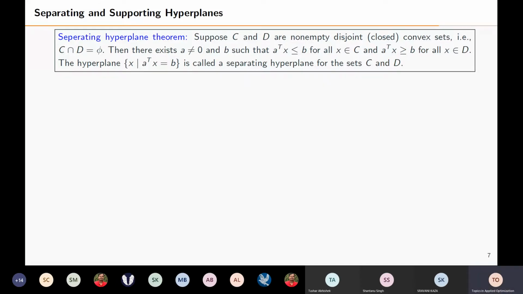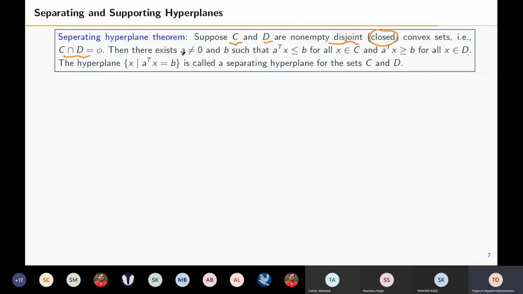Okay, so hello everyone. We'll continue with the lecture, and so we will prove something called the separating hyperplane theorem. The theorem statement is as follows. Suppose there are two non-empty disjoint sets. They are also closed. If you don't understand closed, then you can forget it for the moment. And if they are disjoint, so C intersection D is empty.